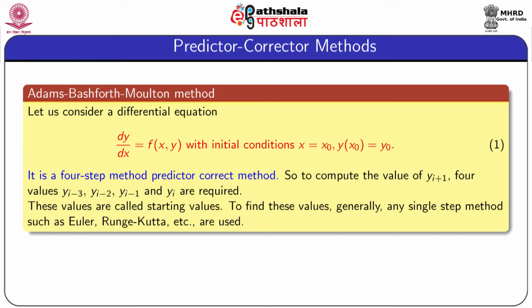These values are called the starting values. To find these starting values, generally any single step method such as Euler's method, Runge-Kutta method or any other method, say Taylor series method, Picard's method are used. So, using any starting method, that means a single step method, we determine the four values yi to yi minus 3 to calculate the value of yi plus 1.